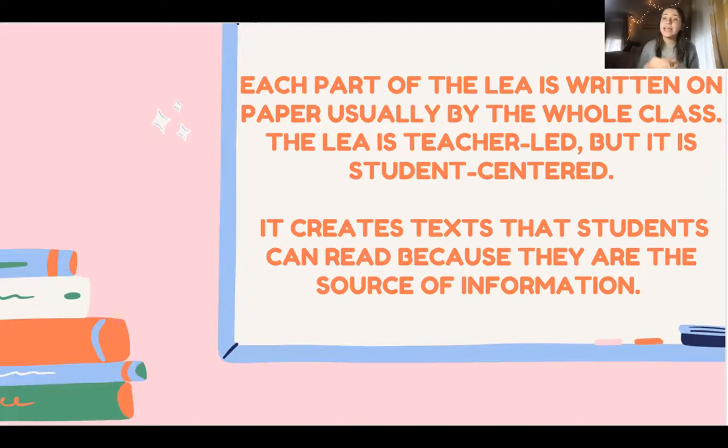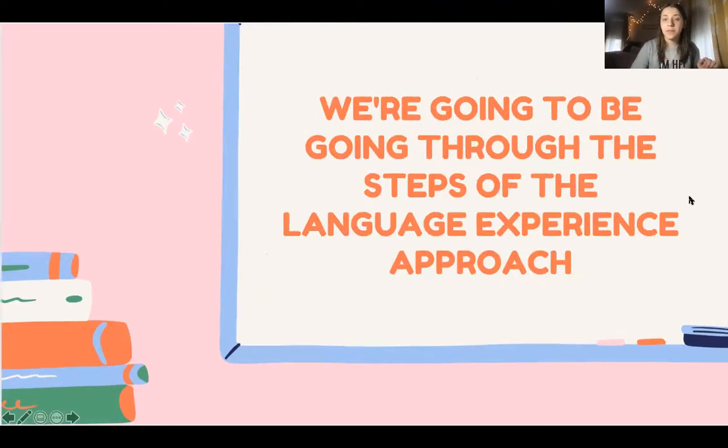The LEA is teacher led, which means the teacher is directing or dictating, but it is student centered. So the students are responsible for giving the information, words, pictures, etc. It creates text that students can actually read because they are the source of information rather than the teacher's sentences or books. So let's go through the steps of the LEA.